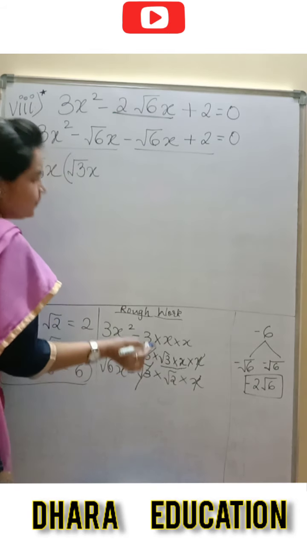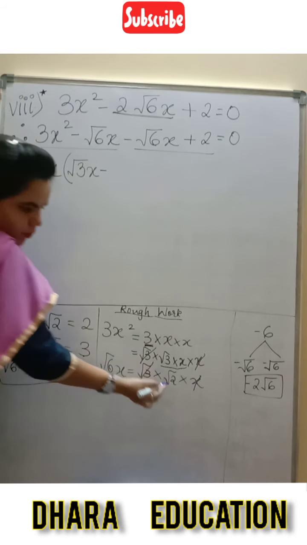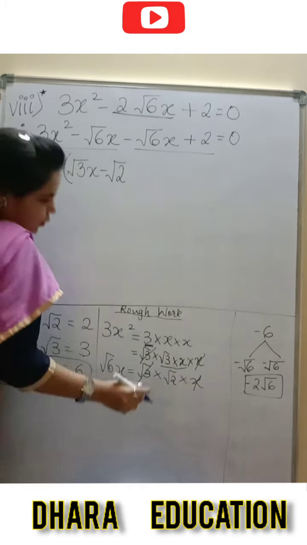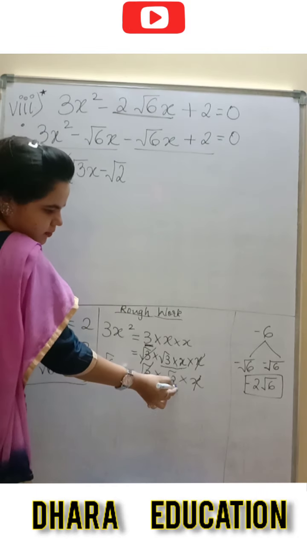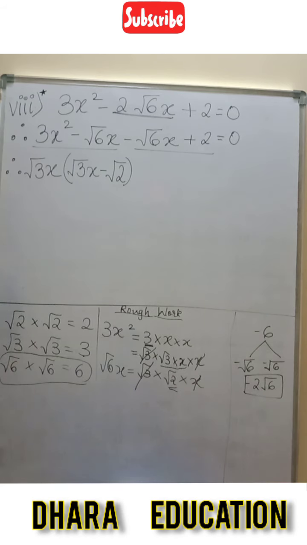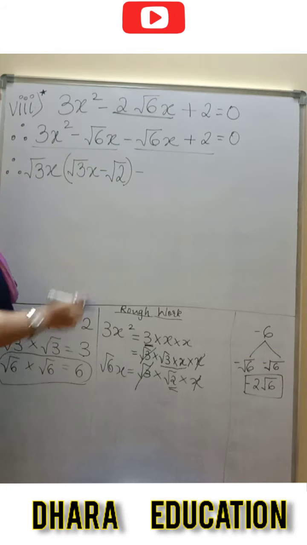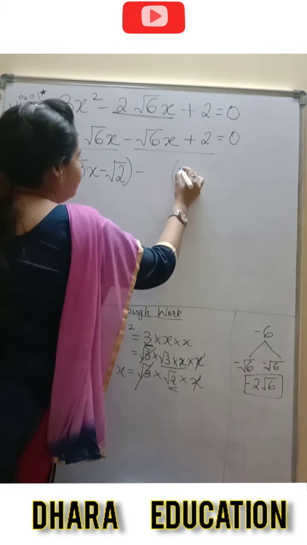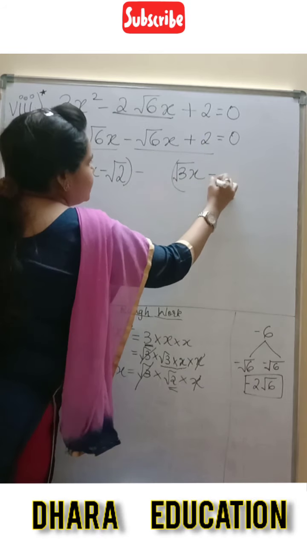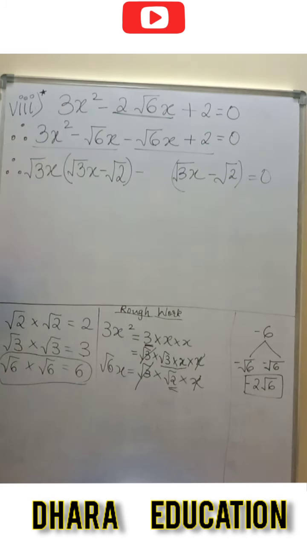This 2. Okay. And another minus as it is. What is left over here? Root 2. Okay. Only root 2 is remaining. So close the bracket. The only common things we need to take. Then minus as it is. Again the same thing will be here. That is root 3x minus root 2 is equals to 0.